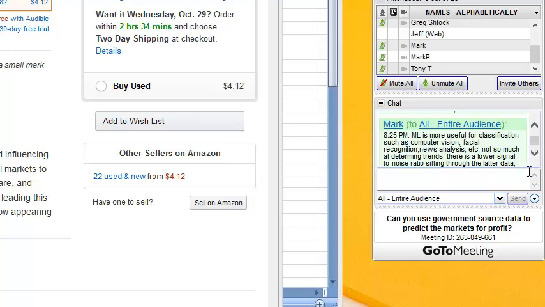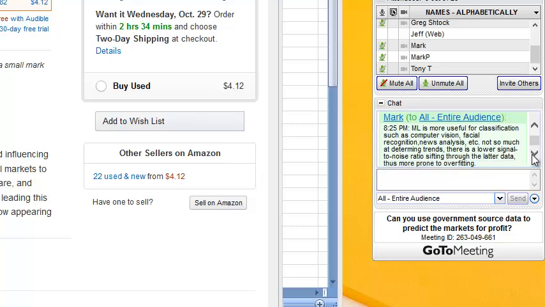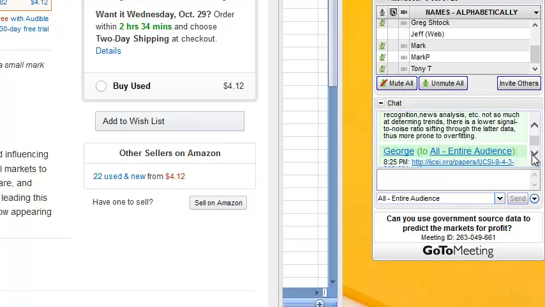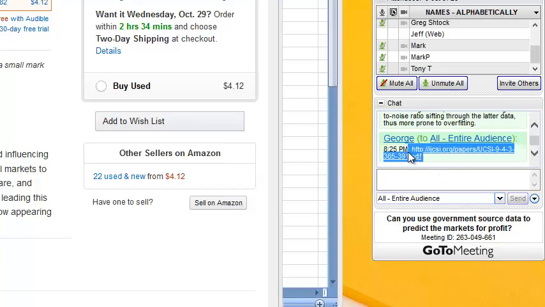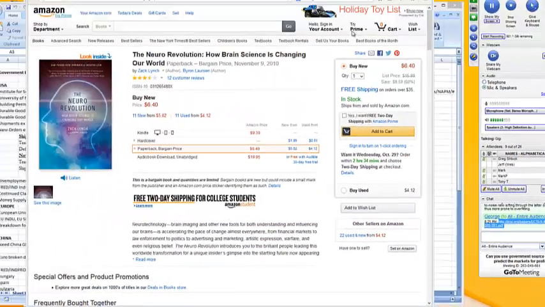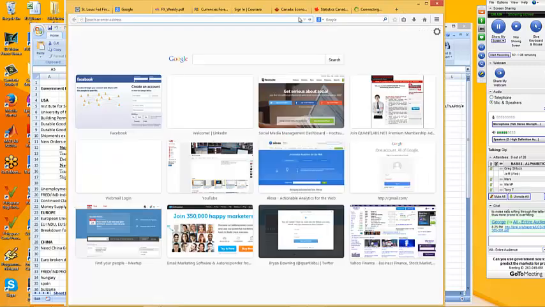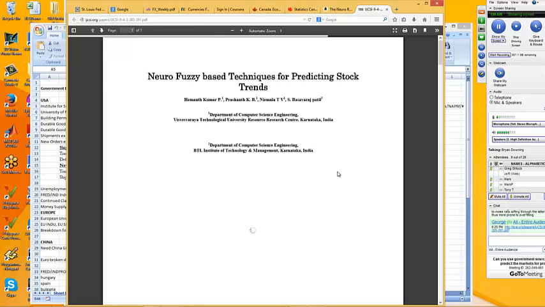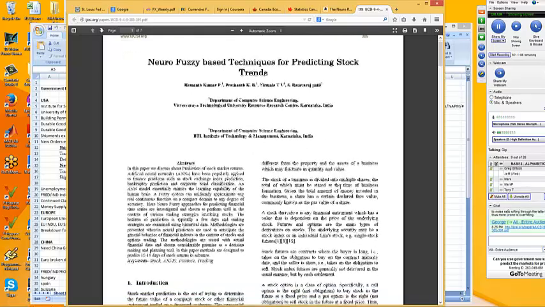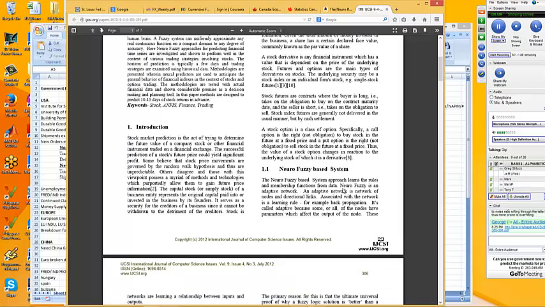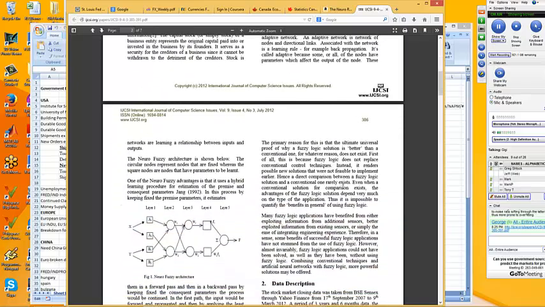Well, here's what Mark's saying: machine learning is useful for classification such as computer vision, facial recognition, news analysis. Not so much at determining trends. I don't agree completely with what he said. Yeah, there are some patterns, but the trick is not to use all the data. You need to use only some specific data. You have to filter, like they call it. You have to build the features first. You need to filter the data a little bit before. Don't just dump the data into the algorithm.